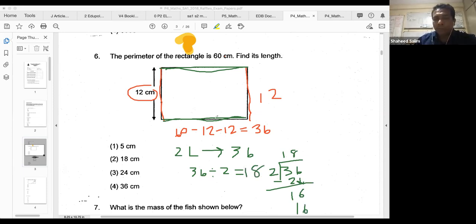If you don't believe, you can plus 18. 18 plus 12 is 30. Plus 18 is 48. Plus 12 is 60. So how do we do it? The step is we minus the one that we know. We minus 12, we minus 12. We get 36. Then we divide by 2 because this is for the balanced length. There's 2 lengths, so we divide by 2.